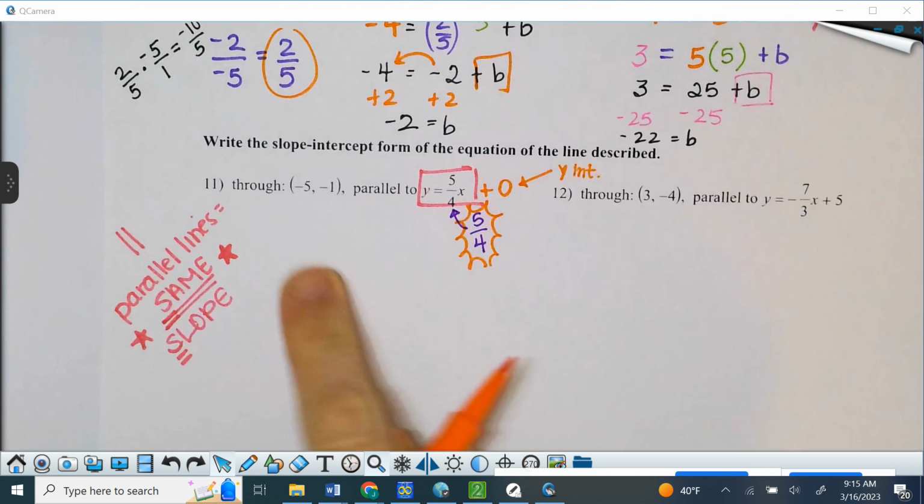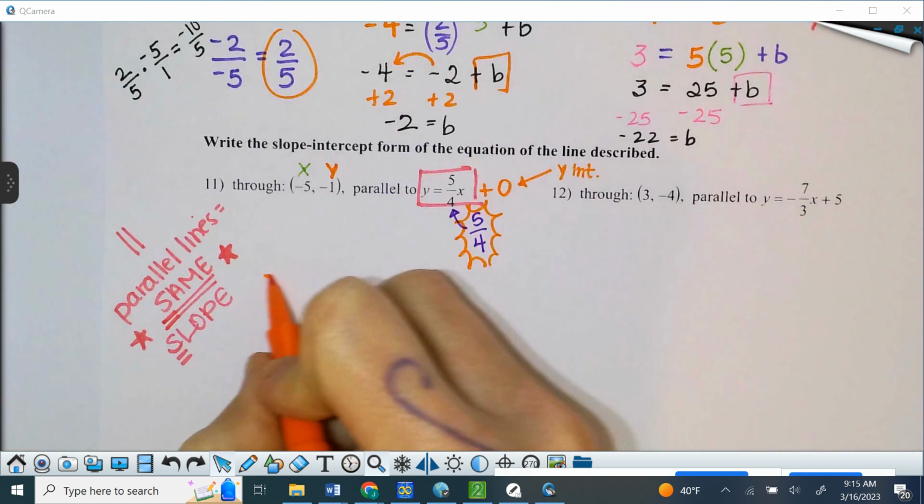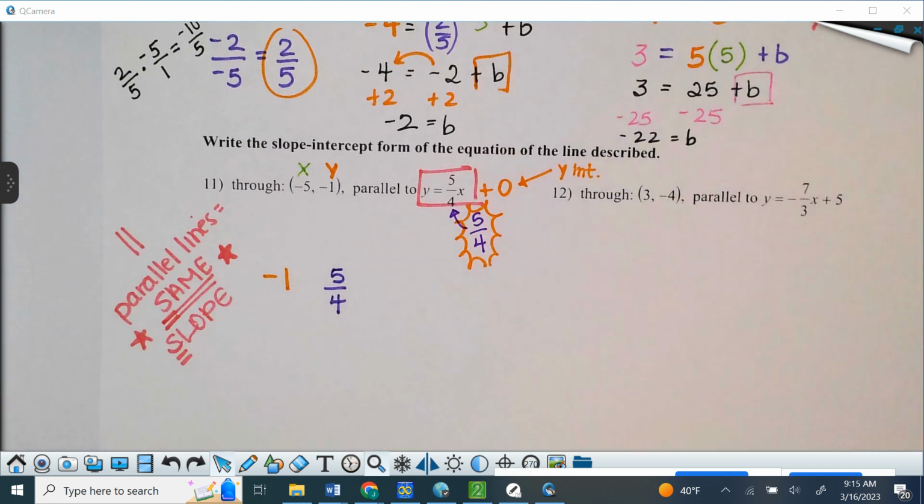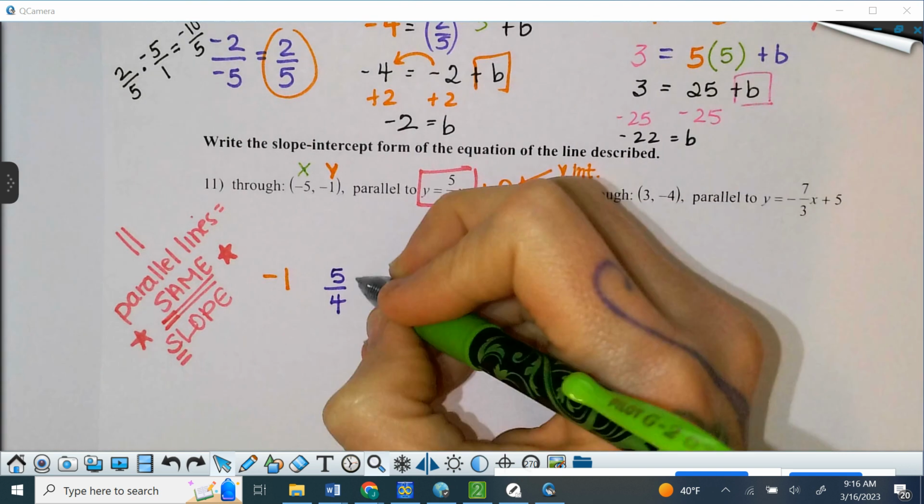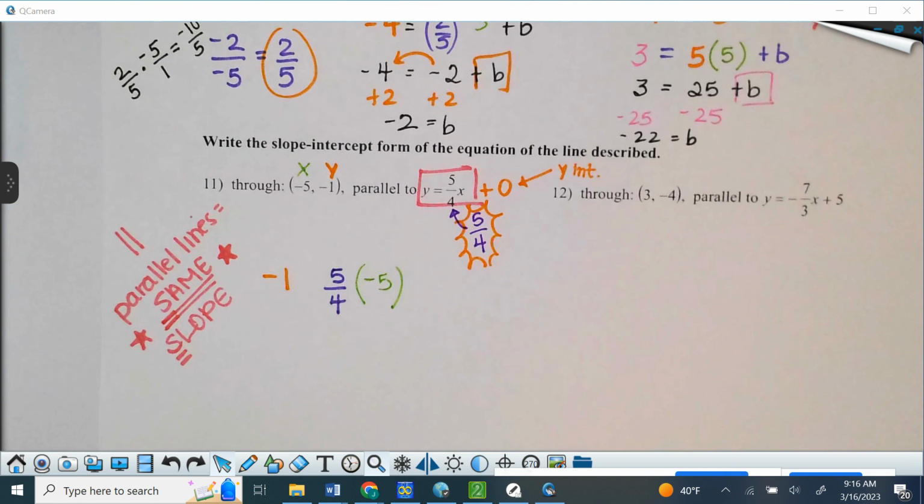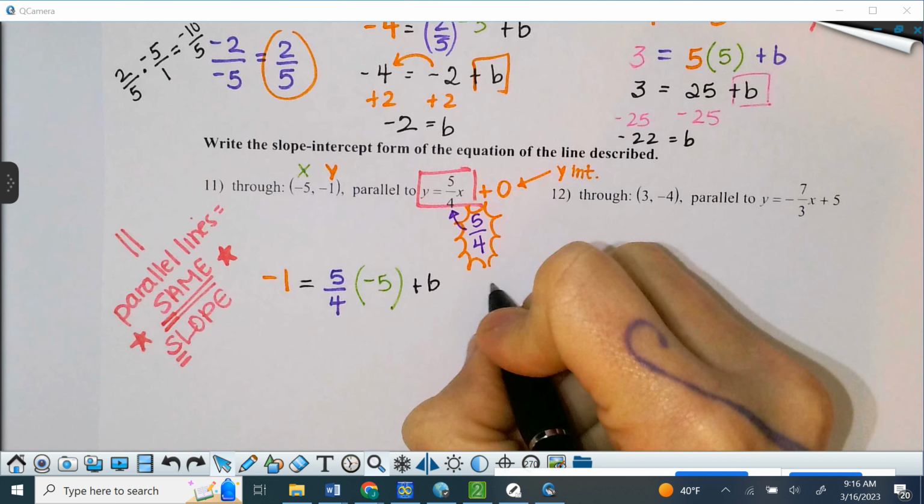So we're going to go to our y equals mx plus b. We have our x value. We have our y value, and then we have our slope. Our y value is negative 1. Our slope is 5 over 4. And then our x value is a negative 5. Wow, this one's going to be ugly. And we need our y-intercept. All right, so negative 1 equals 5 over 4 times a negative 5. So 5 over 4 times a negative 5 over 1.